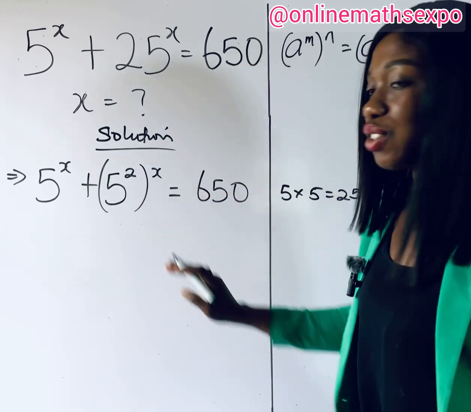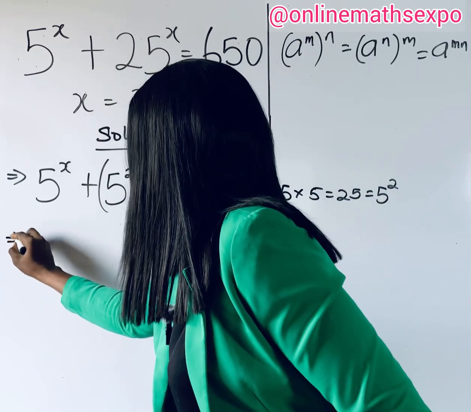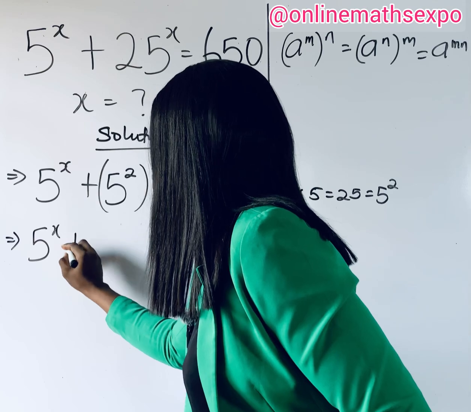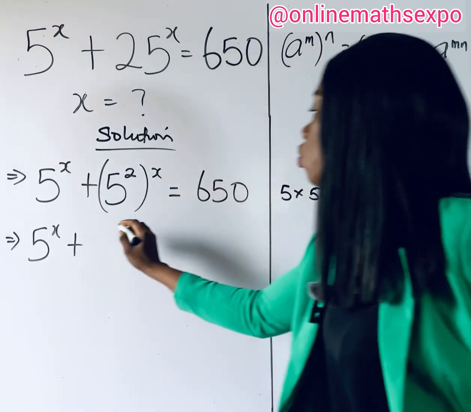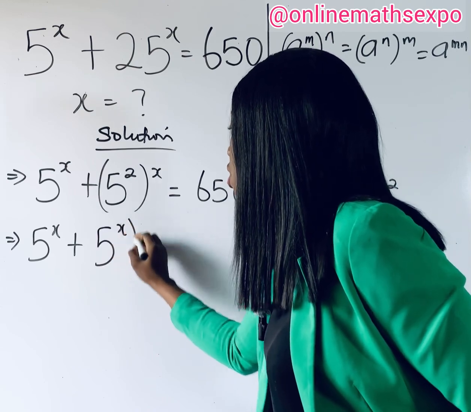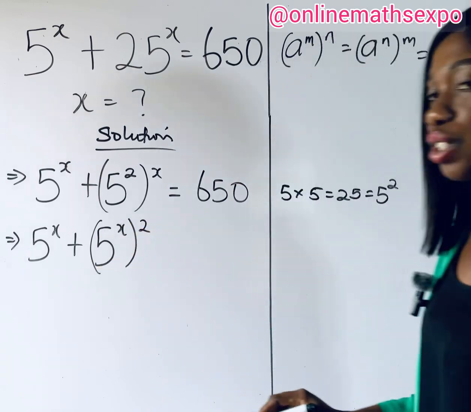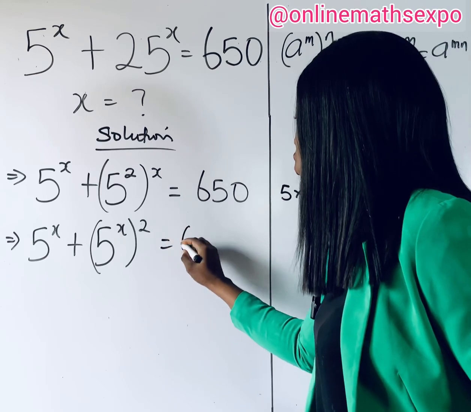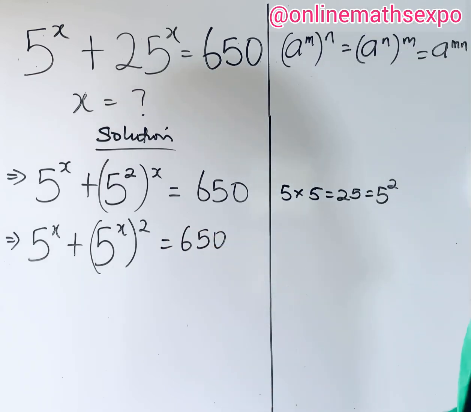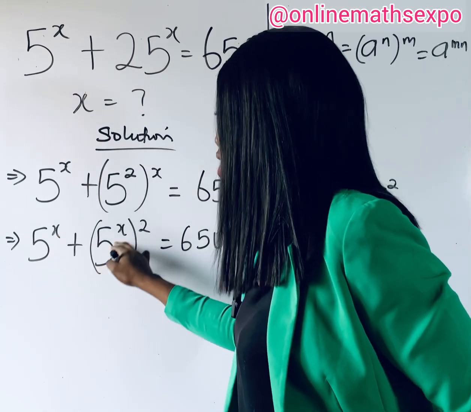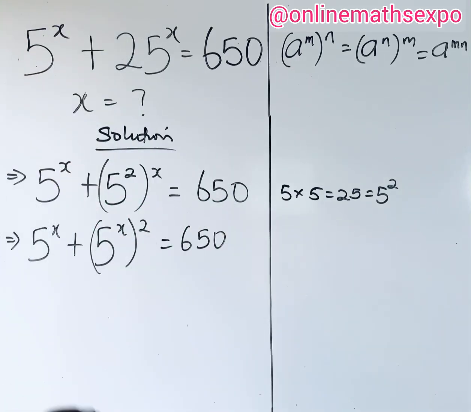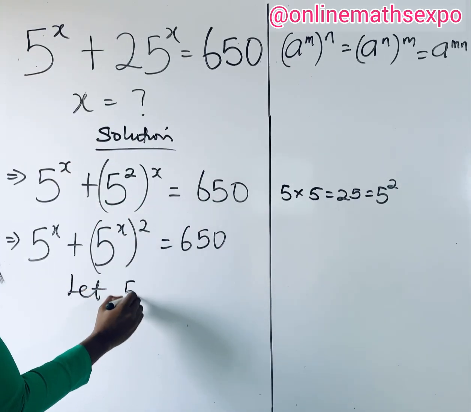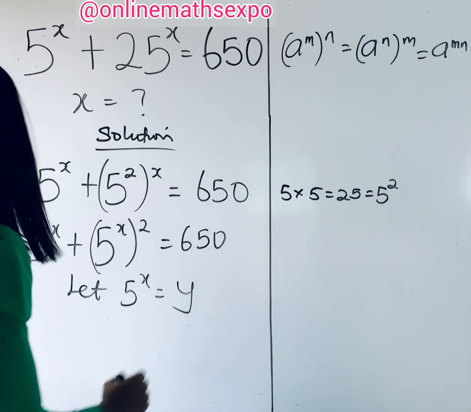So when you have it this way, what do you do? This is the same as 5 to the power of x plus, switch the power, okay? Switch the power. So we are going to have 5 to the power of x raised to the power of 2. Did you see? And this is equal to 650. What do you do again? You observe carefully that 5 to the power of x is now appearing twice. So to simplify this, we can just quickly say, let 5 to the power of x be equal to y.